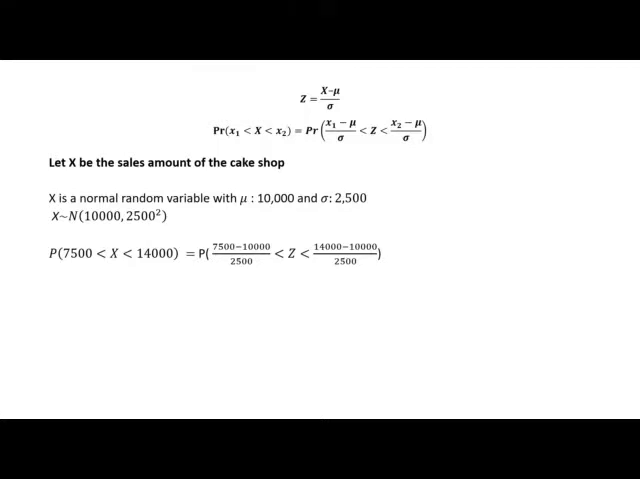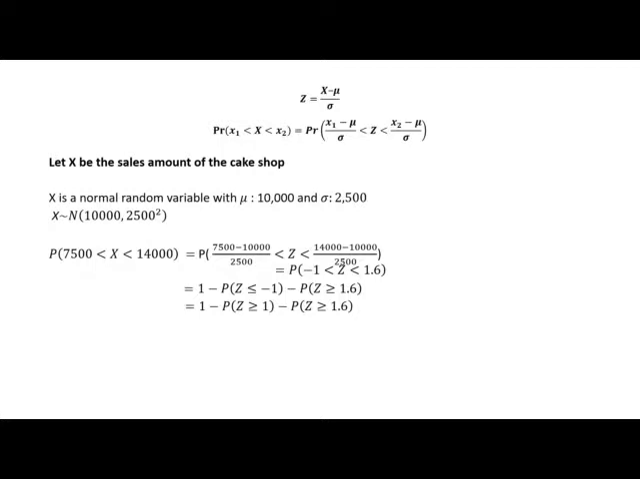To find out the probability of x between 7,500 and 14,000, we have to find out the probability of z between 7,500 minus the mean over the standard deviation and 14,000 minus the mean over the standard deviation. After that, we know that the probability of z is between -1 and 1.6. Then we can use 1 minus the probability of z less than or equal to -1 and minus the probability of z larger or equal to 1.6.